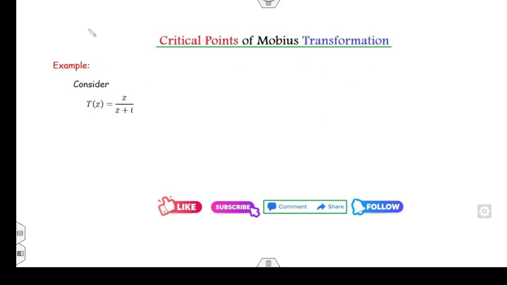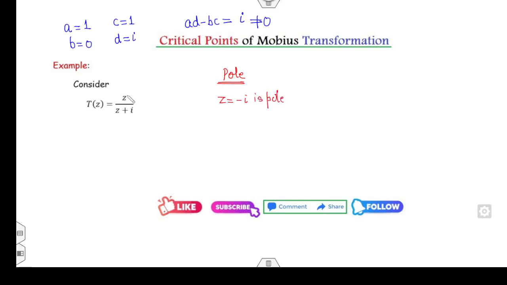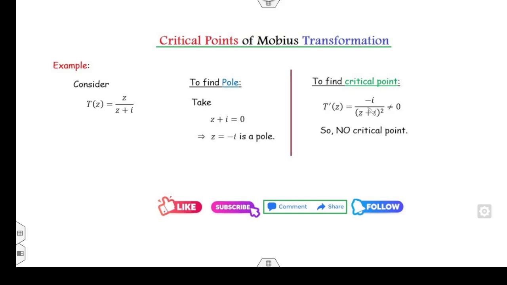Look at the third case. Is it a Mobius transformation? a is equal to 1, b is equal to 0, c is equal to 1, d is equal to iota. Therefore, ad minus bc is iota, which is non-zero. Yes, it's a Mobius transformation. So can you find the pole? z is equal to minus iota is the pole. Why? Because the numerator part is non-zero. What is the critical point? You can find T dash of z, the denominator whole squared, and the numerator is ad minus bc. Clearly this number is non-zero in the finite complex plane.